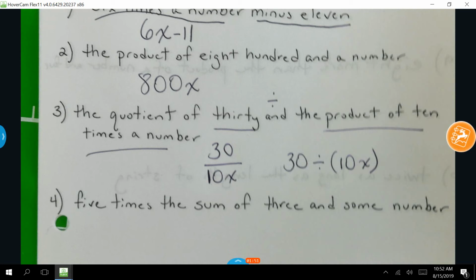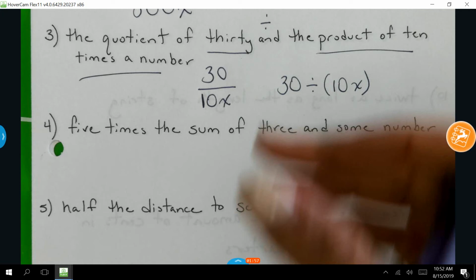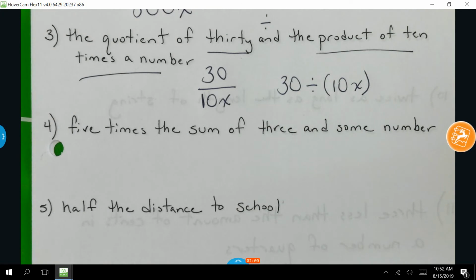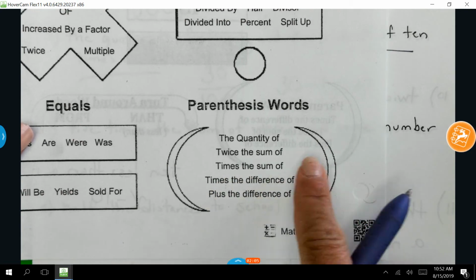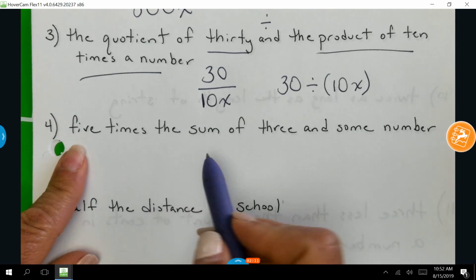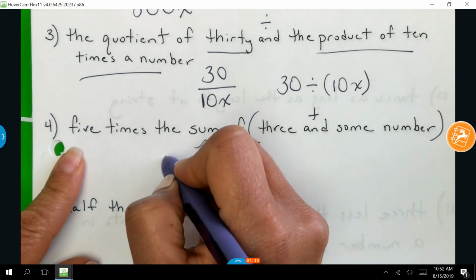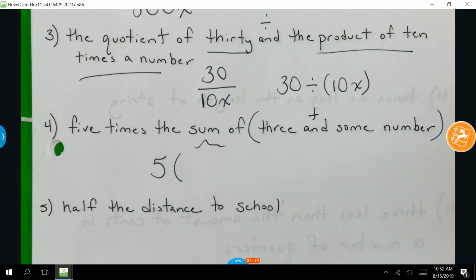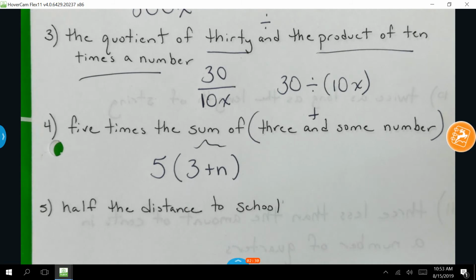And I'm going to show you with number 4. It says 5 times the sum of 3 and some number. So if you're like, you can go to your sheet, times the sum of. So what do you see here? Parentheses. So 5 times the sum of, okay, and the sum part goes here. So 5, and then in your parentheses, 3 and some number. So how would I write that? 3 plus n. N works as well. X, whatever you prefer to use.